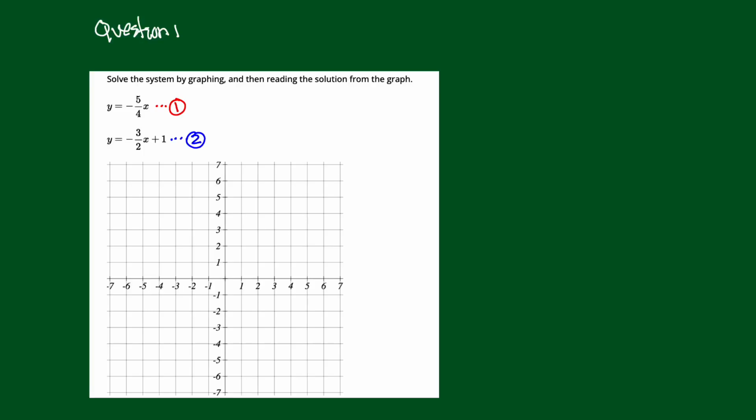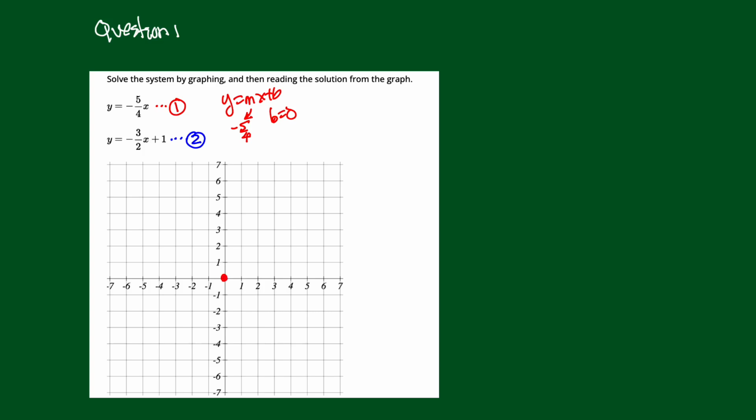So in equation 1, look what we have. I'm going to use this slope-intercept form, y equals mx plus b. In our case here, m is negative 5/4, and b is 0. So this line here crosses the y-axis right at 0. So I can put a point there. So I'll put a point here at 0.